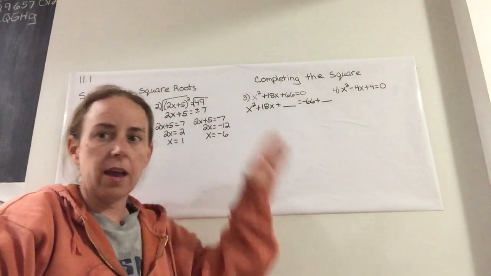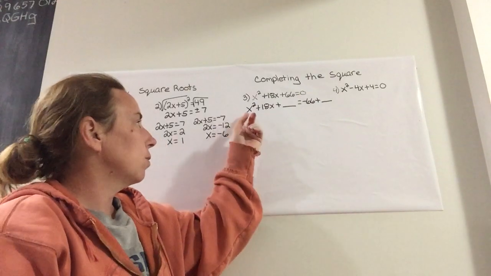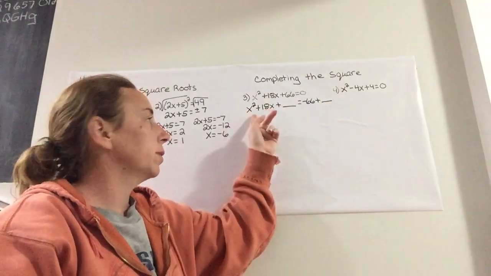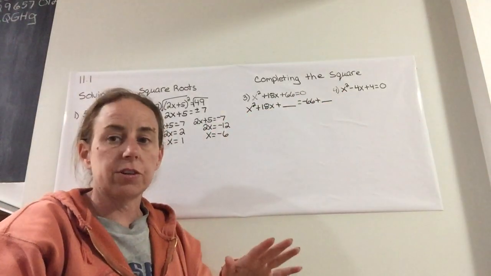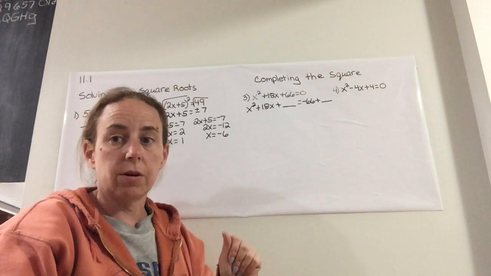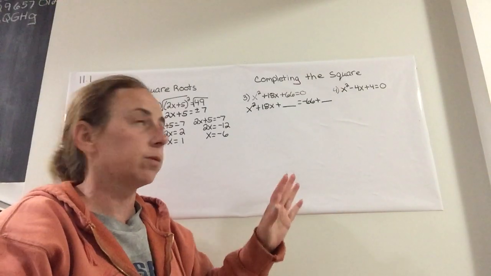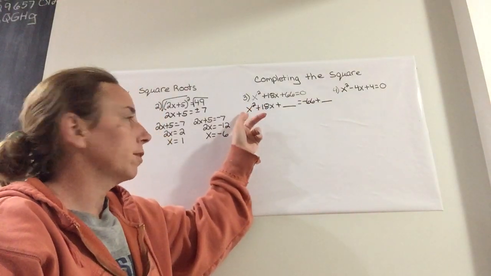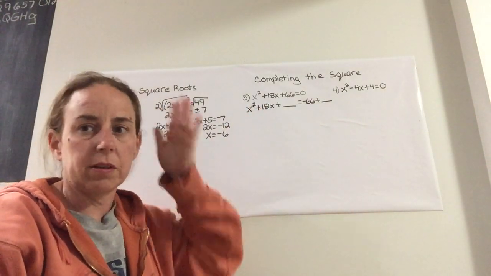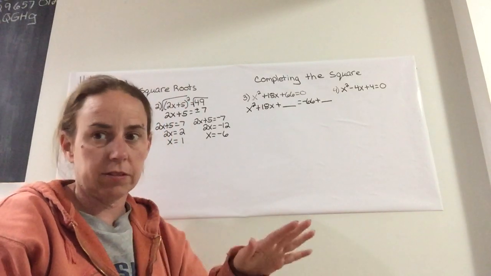Now, in every single one of the ones that we're going to be doing, you'll notice there's not going to be a coefficient in front of your x squared. So this is always what you're going to do. If there's a number in front of your x squared, then you have to do something different, but we're not going to be doing that this year.